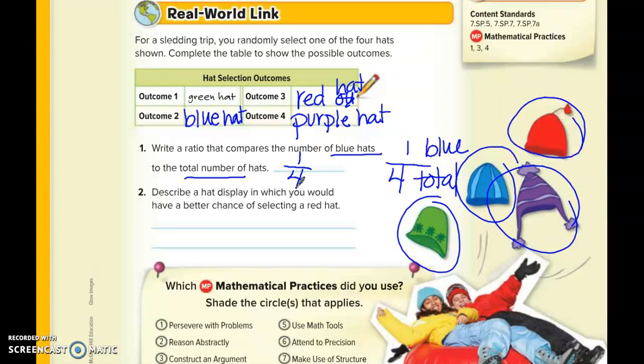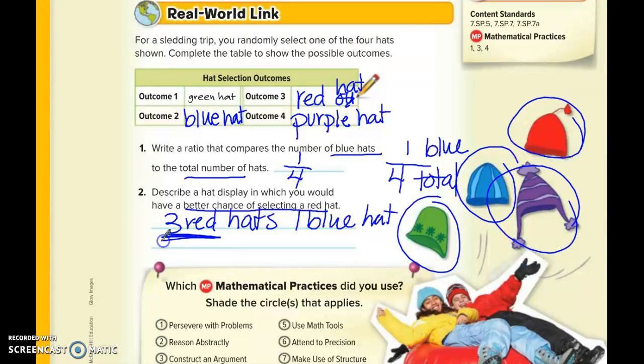Okay? Now, number 2, it says describe a hat display in which you would have a better chance of selecting a red hat. So if I had, let's say, 3 red hats and 1 blue hat, I have a better chance of picking a red hat because I have more of them. So this would give me a better chance of selecting a red hat because I have more red hats to choose from. Okay?